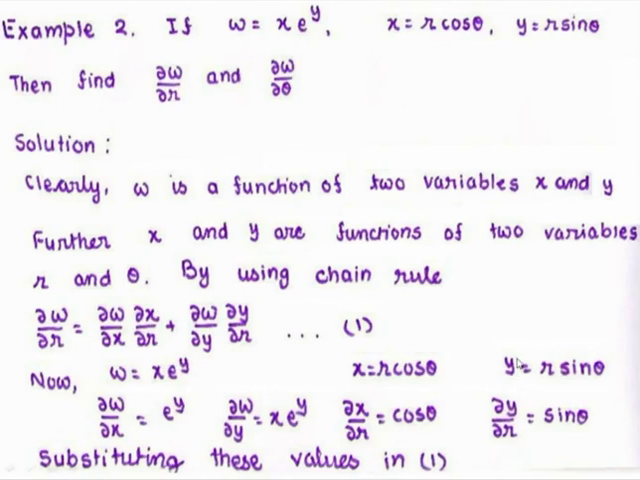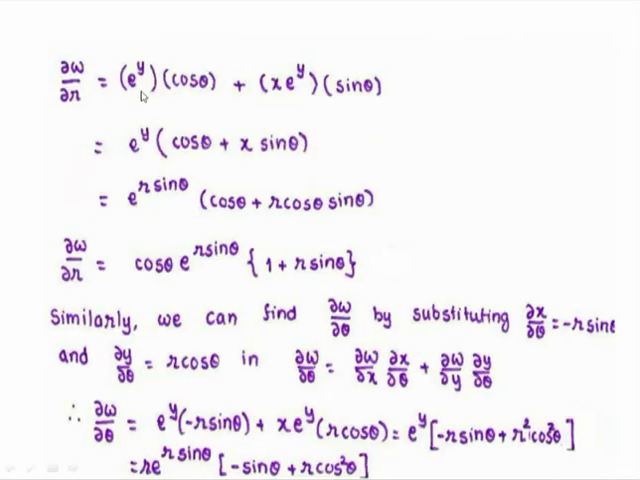And from here y is equal to r sin theta. So the partial derivative of r with respect to r is 1, and sin theta is multiplied with r, so we keep it as it is. So del y by del r is equal to sin theta. Substituting these values in this result, del w by del r is equal to e raised to y into cos theta, and this is del w by del y, so it is x into e raised to y, and this is del y by del r, so it is sin theta.